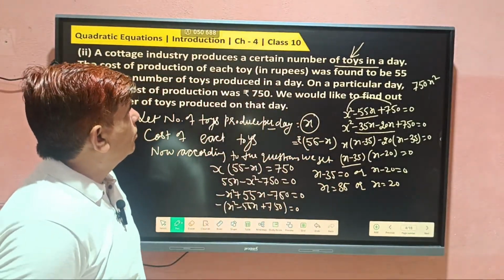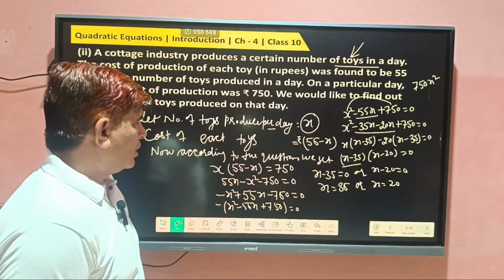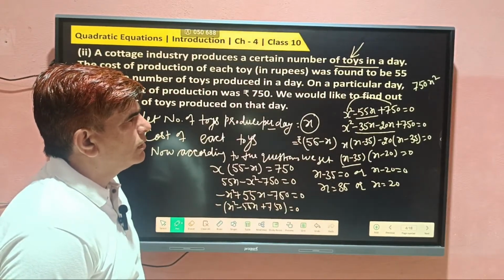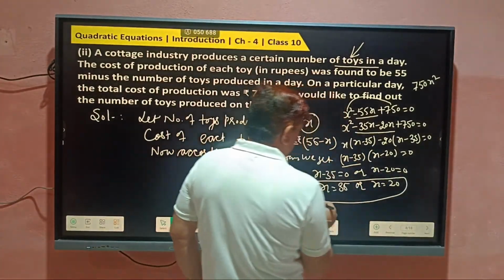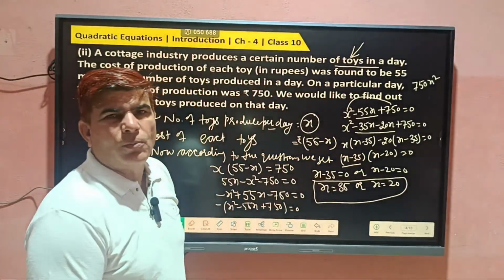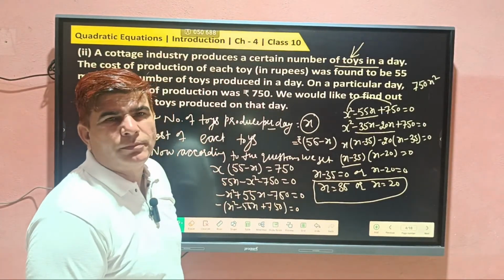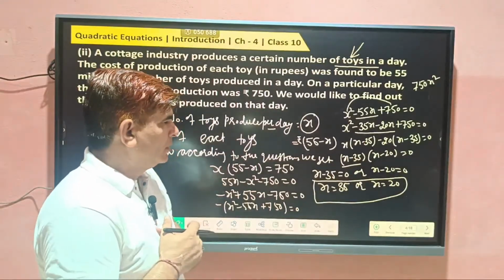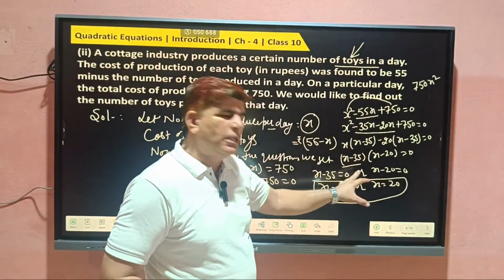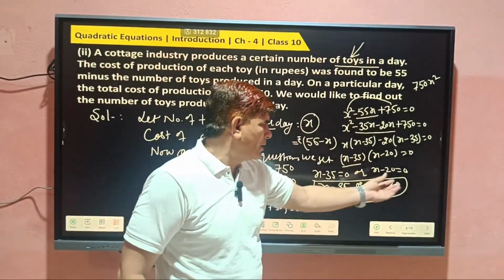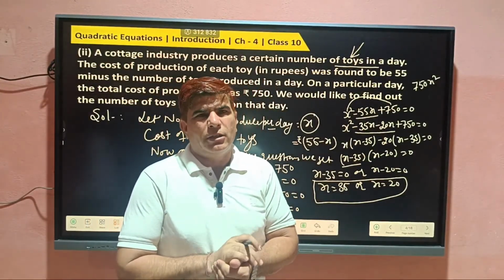So both are values. Understood or not understood? So on a particular day, it is producing either 35 or 20. This is the solution of this question. In this way you can find it out. After this is equal to 0, transferring 35 to the right side, x equal to 35, or transferring 20 to this side, x becomes equal to 20. So these are your answers.